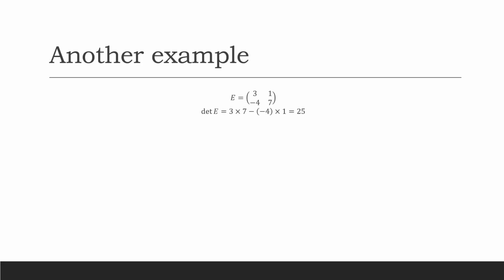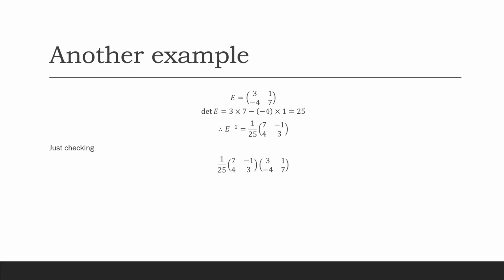So here's another example. The determinant is 25. 21 minus 4 is 25. So the inverse is 1/25. Swap the 3 and the 7. Change the signs on the minus 4 and the 1. That's it. And to check, to prove it to you.